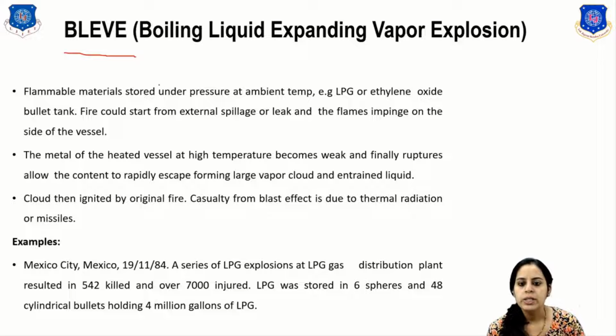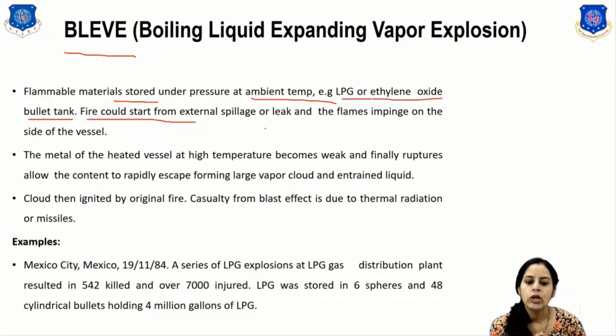Okay, the next topic is BLEVE. It means a boiling liquid expanding vapor explosion. The flammable material is stored under pressure at ambient temperature, right? For example, an LPG or ethylene oxide bullet tank. Fire could start from an external spillage or leak, and the flame impinges on the side of the vessel, right? So the metal of the heated vessel at high temperature becomes weak and finally ruptures, allowing the contents to rapidly escape, forming a large vapor cloud and entraining the liquid, right?